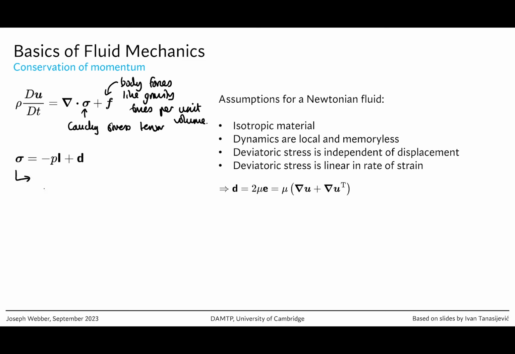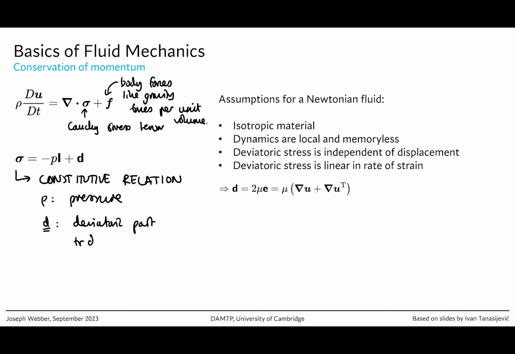So we need to get a constitutive relation. And this allows us to write the Cauchy stress tensor in terms of quantities that we actually care about or that we actually know. So in this case, in fluids, the isotropic part of the Cauchy stress tensor is minus P, where P is the pressure, and D here is the deviatoric part. Now, deviatoric just means that the trace is 0. Okay, we still haven't specified what this deviatoric part is though, and that depends on the sort of fluid that we're modelling.